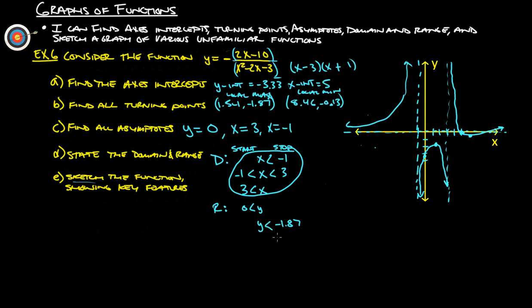So we know the y's got to be less than or equal to -1.87, because that's an actual maximum. Okay, and then on this last one, it has a low point here, which is the local minimum, that starts at -0.13, and then it doesn't have a high point because this goes on forever and ever, right? So then y is greater than -0.13, and that's our range for this here.